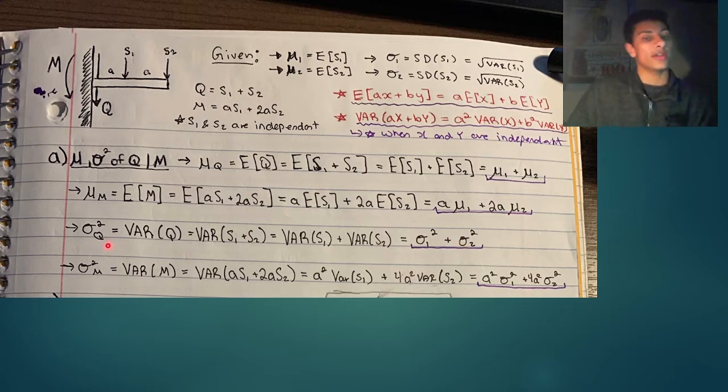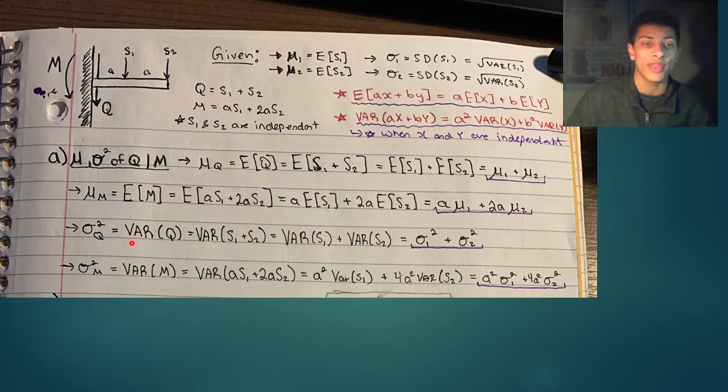So now moving on to the variance, we have our means of Q and M. We want our variances as well. So we have our variance of Q is going to be equal to the variance of S1 plus S2. Again, we're just going to express Q in our equation that we're given here. And using this relationship here, we can see that the variance of x plus y is going to be the variance of x plus the variance of y, since there is no scaling on either of these terms.